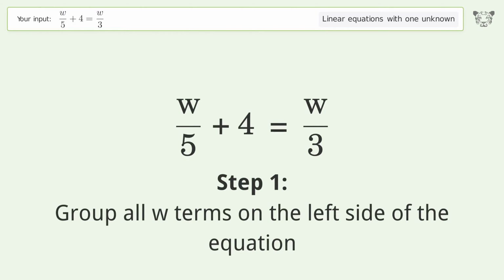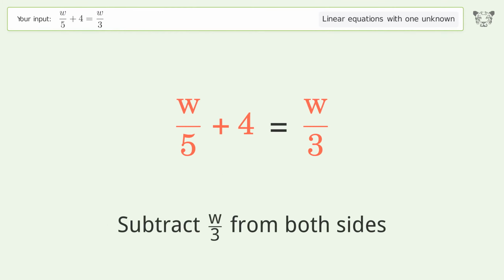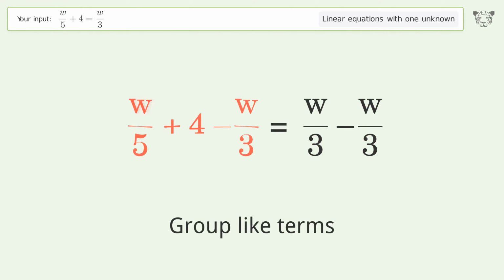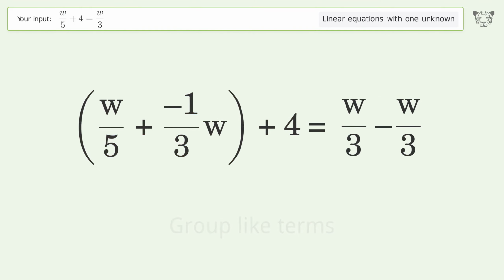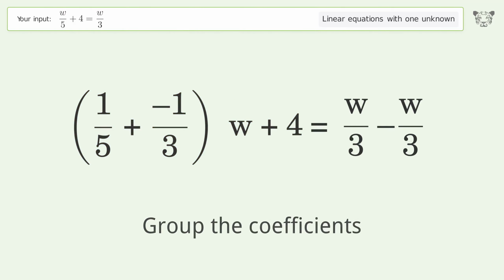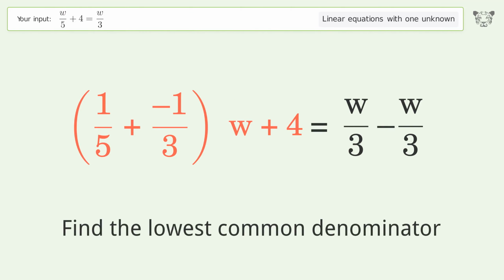Group all W terms on the left side of the equation. Subtract W over 3 from both sides. Group like terms. Group the coefficients. Find the lowest common denominator.